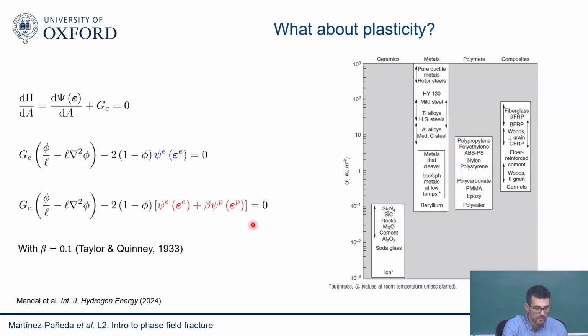The approach that we champion is based on some classic experiments by Taylor and Quinney in the 30s, where they measured how much of the plastic work is dissipated into heat and how much is stored in the material. They figured out that under isothermal conditions, most of the plastic work is dissipated into heat. Only 10% of the plastic work remains stored in the material and is therefore available to grow a crack. As a result, we define a beta parameter that we take equal to 0.1. So we assume that 90% of the plastic work goes away, and 10% is stored in my material and therefore available to grow a crack.